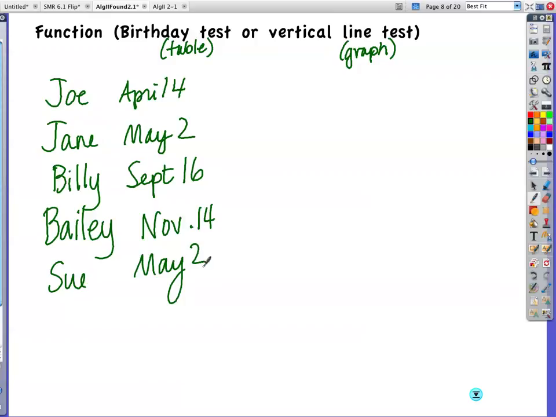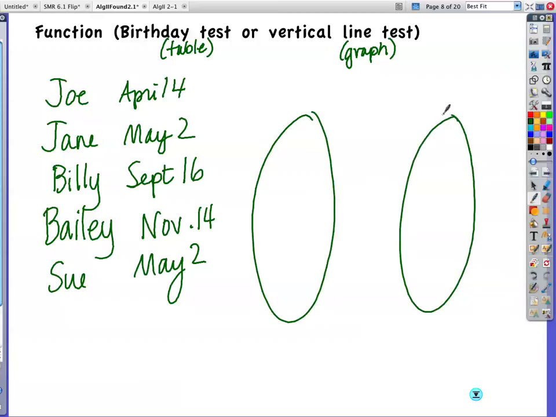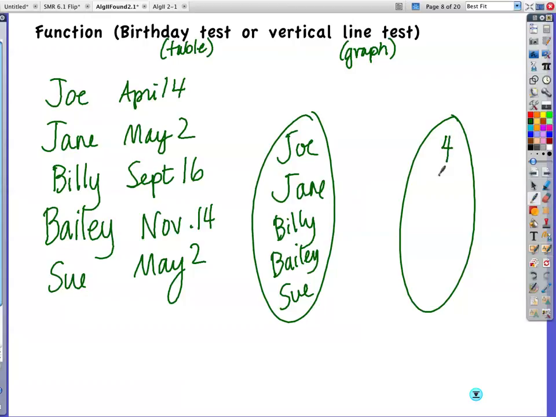Whoa, that's crazy. If I were to turn this into a mapping, I would have the people over here. We'd have Joe, we'd have Jane, we would have Billy, we would have Bailey. That's crazy. And then Sue. All right, and then you would have these dates. You would have April 4th. I'm just going to put the numbers. You'll just have to kind of work with me. 16 and then 14, and I'm not going to write the second again.